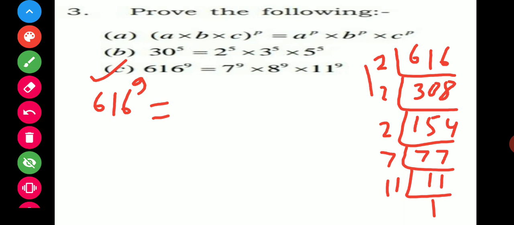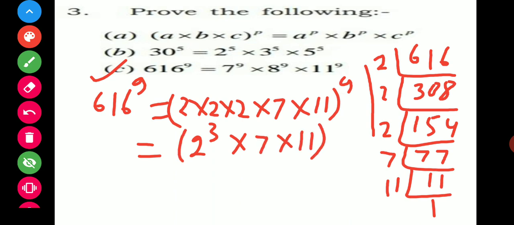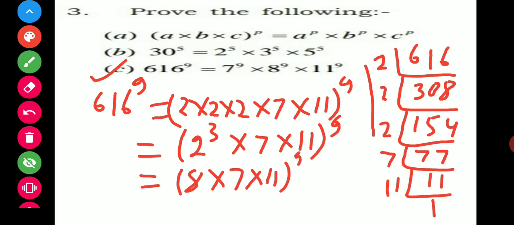So how many 2's? There are three 2's. So you can write 2 into 2 into 2 into 7 into 11. So the whole power is 9. It is 2 to the power 3 into 7 into 11, the whole power is 9. 2 to the power 3, that is 8. So 8 into 7 into 11, the whole power is 9. Now separate the powers. So 8 to the power 9 into 7 to the power 9 into 11 to the power 9. And that is your right hand side, and hence proved.